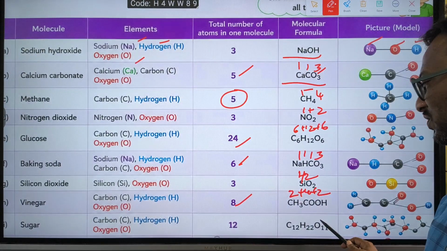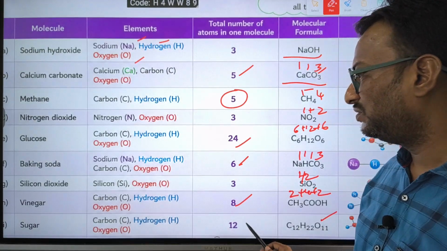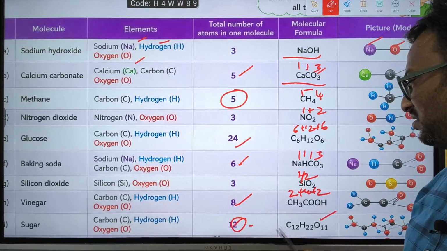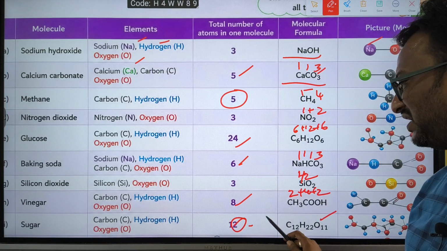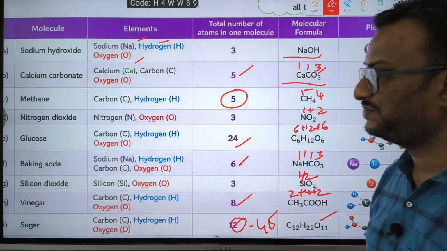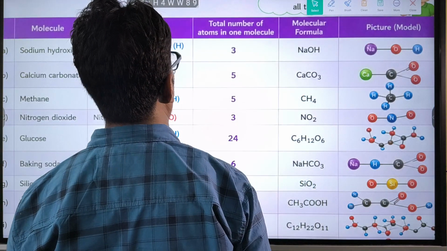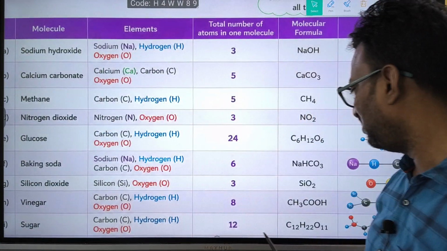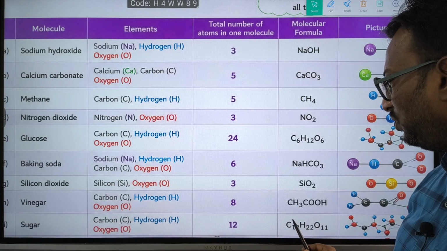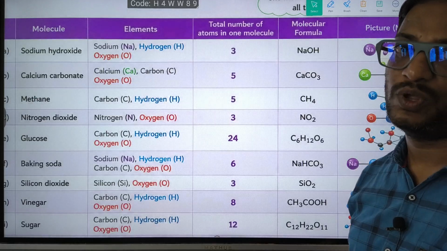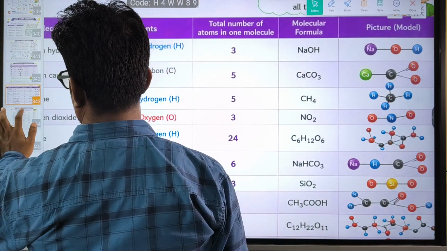Sugar, C12H22O11, 12 plus 22 plus 11, 33 plus 12, that is totally we have 45 atoms. So likewise we can count the number of atoms of one molecule. If you consider one molecule, carbon it is having 12 and hydrogen it is having 22 and oxygen having 11.